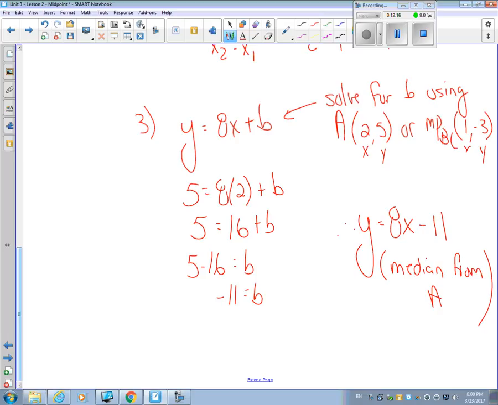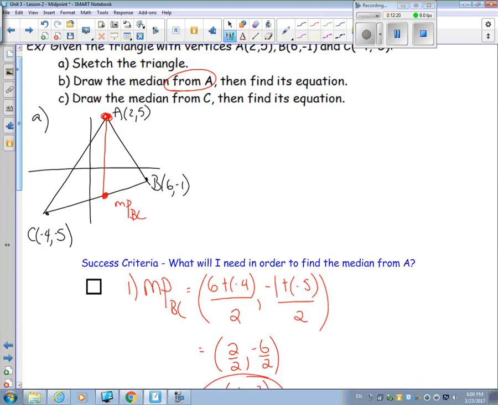All right, part C. You're going to try this now. So pause it. See what you can do with this one. I want to find the median from C. Give it a try.